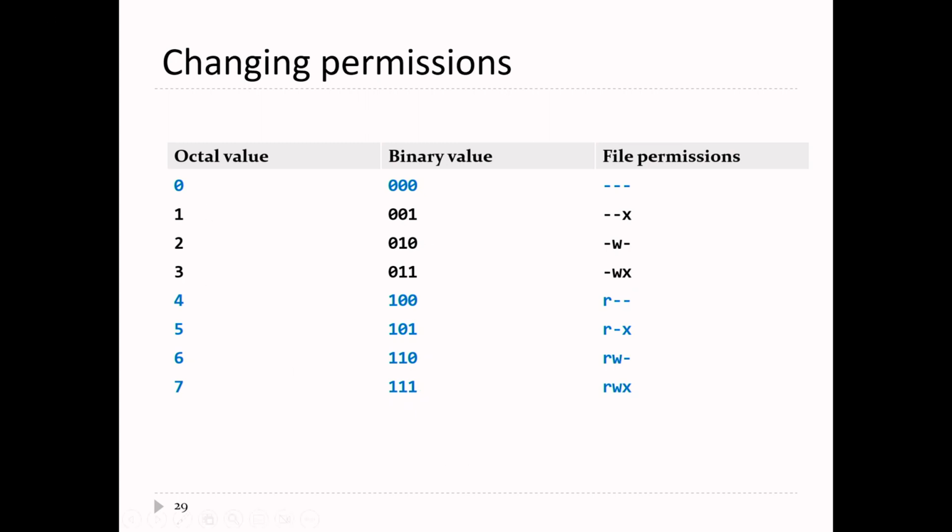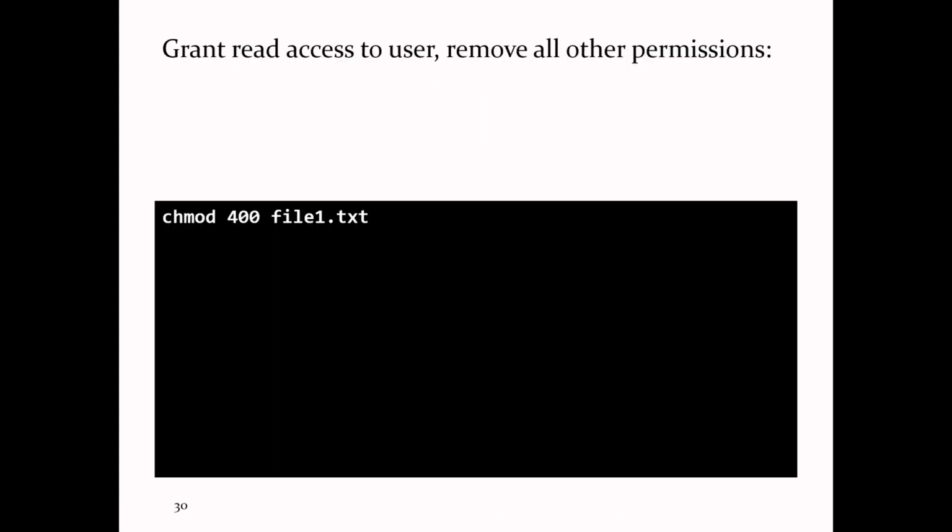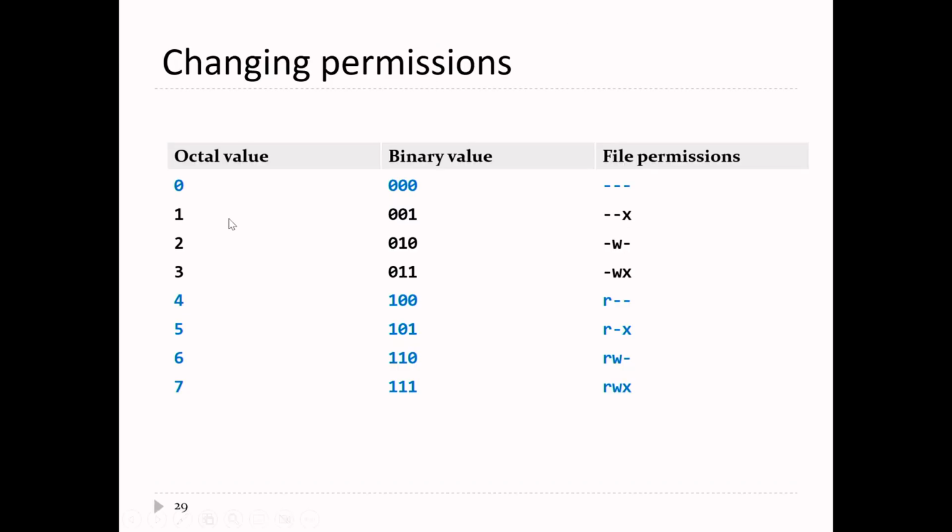111, all permissions are given. So read, write, and execute permission are given. So for example, if I write chmod 400 file1.txt, what does the 4 mean? You just go back to the handy table here. So 4 means 100, which is read, no write, no execute.